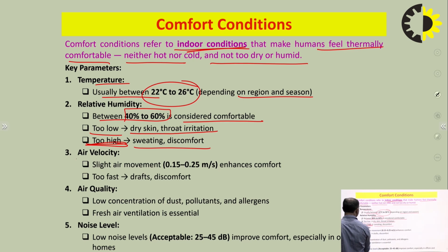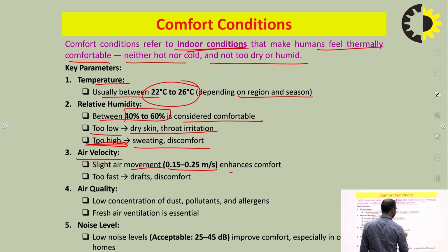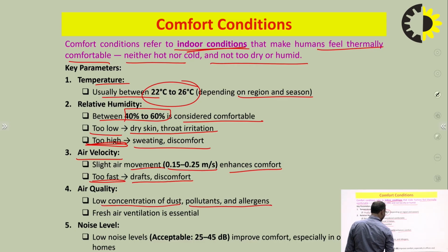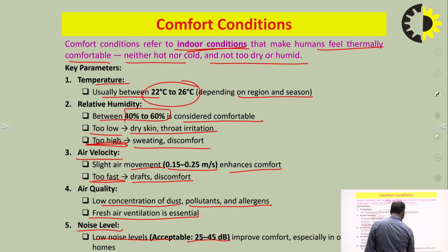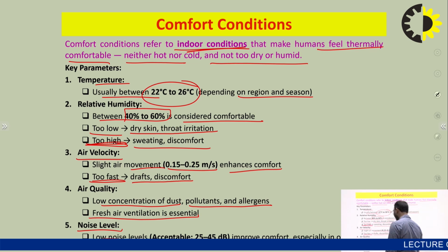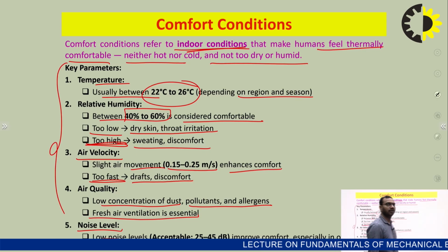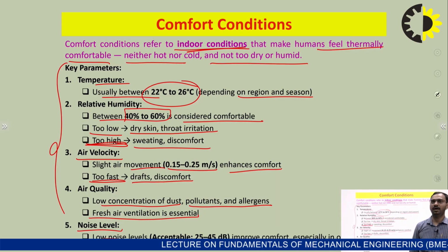Then the third one is air velocity. Slight air movement, like 0.15 to 0.25 meter per second, enhances comfort. Too fast air velocity causes drafts and discomfort. Then air quality: low concentration of dust, pollutants and allergens. Fresh air ventilation is essential. And the last one is noise level. A low noise level, acceptable at 25 to 45 decibels, improves comfort, especially in offices and homes. So these are the key parameters for comfort conditions. These are the important definitions regarding air conditioning systems.